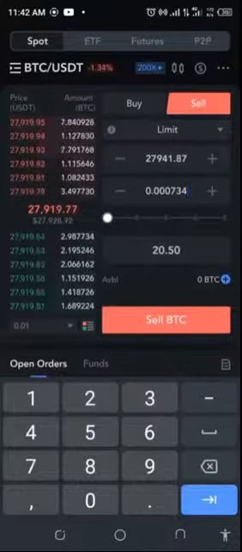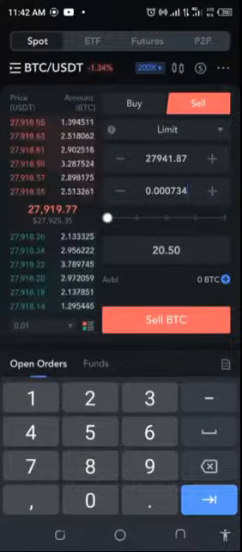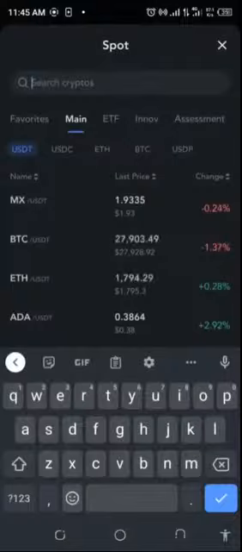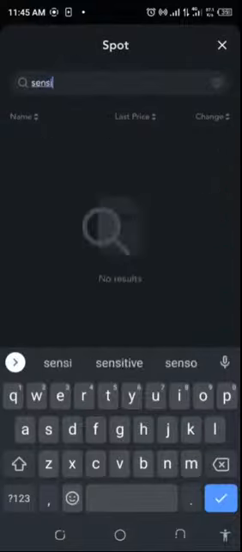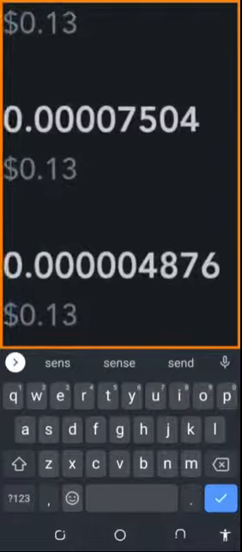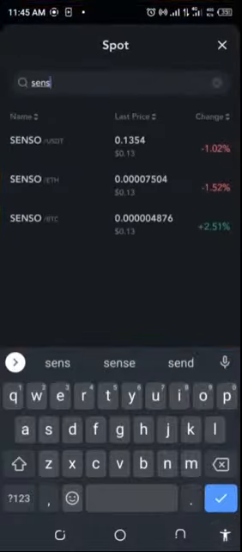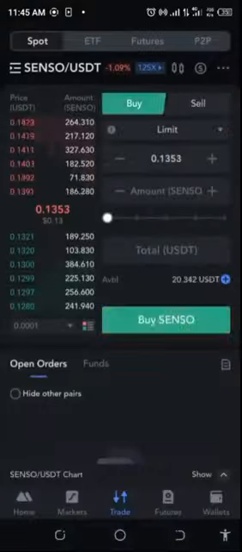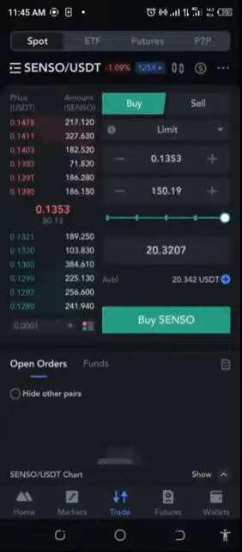Let's see whether this can still give us something else. Okay, let's try this out with ETH. So let's check on ETH. That should be Senso. Okay, Senso ETH. Everything still looks like it's the same price, but let me go back and try to sell to ETH. Maybe that would be a better option. You can see now it's gone down to 150.19.